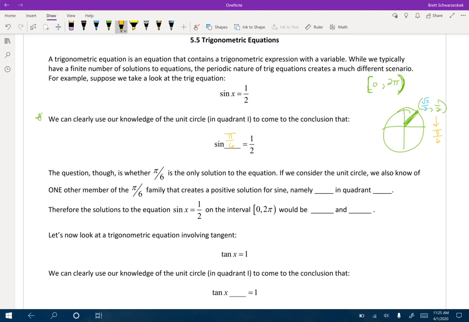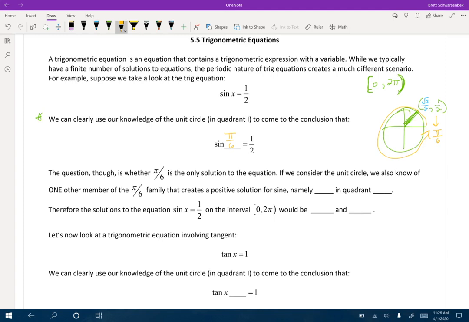Now note, that doesn't mean that the only answer to the problem is pi over 6. Sometimes it might be, but in most cases it's not. So in this scenario, there is another member of the pi over 6 family that has an answer of 1/2 if you take its sine. So note, we're only going from 0 to 2 pi. Now 0 to 2 pi is one full rotation around the circle. So we need to look for another quadrant where the sine of some pi over 6 family member is 1/2.